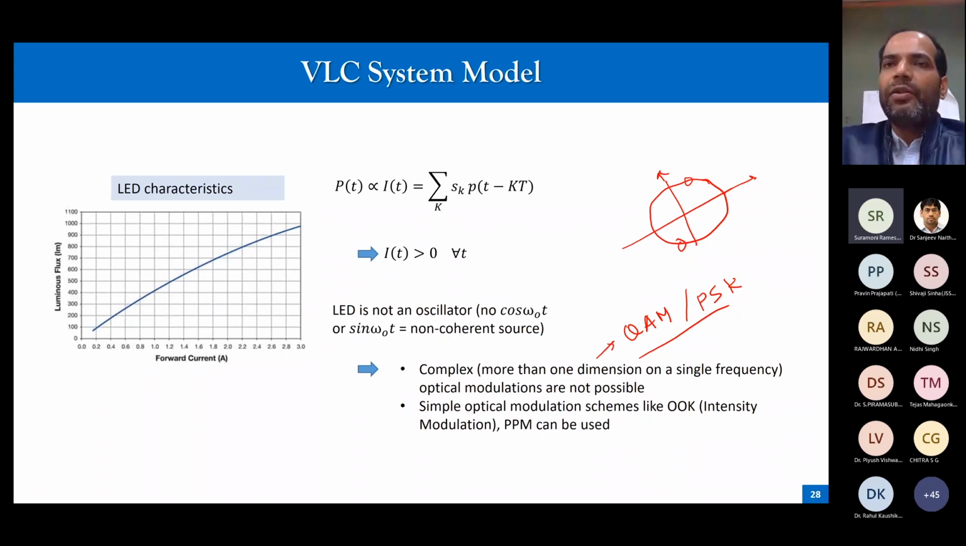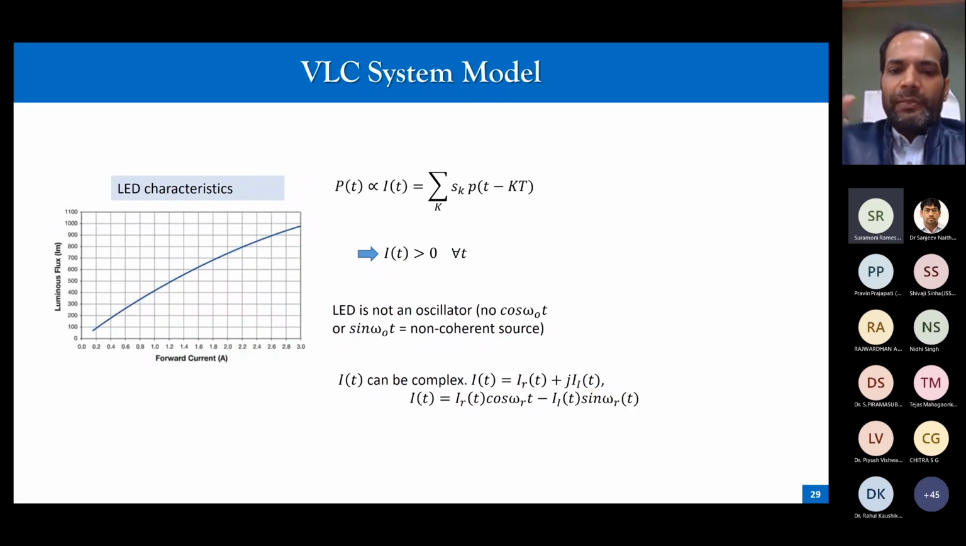So over LEDs, you cannot do complex modulations. You cannot do quadrature amplitude modulation. You cannot do phase shift keying. Only simple optical modulation schemes like intensity modulation, on-off keying or pulse position modulation can be used, because they are one-dimensional quantities. They do not involve multiple dimensions in this sense. So over LEDs, we can simply do this intensity modulation. And this is what is happening. The power of the LED is directly proportional to the current. And in the current, you have information. That means by the information, you can change the power of the LEDs.